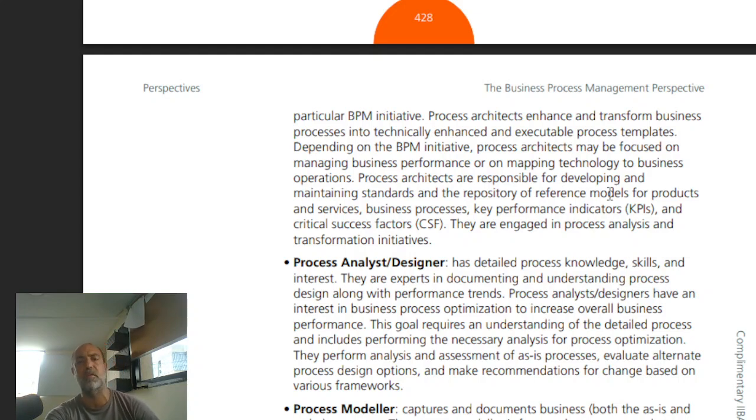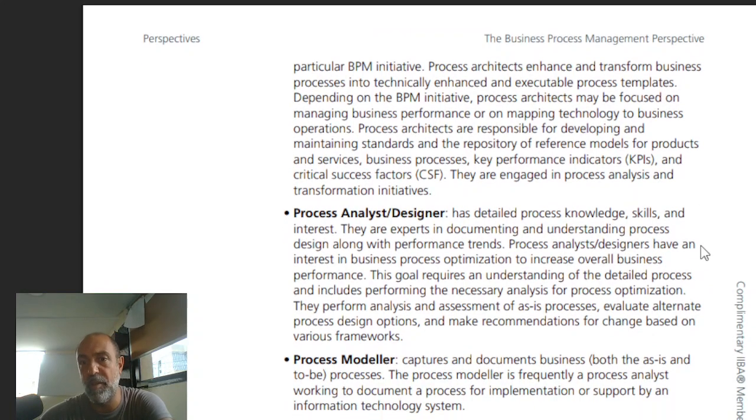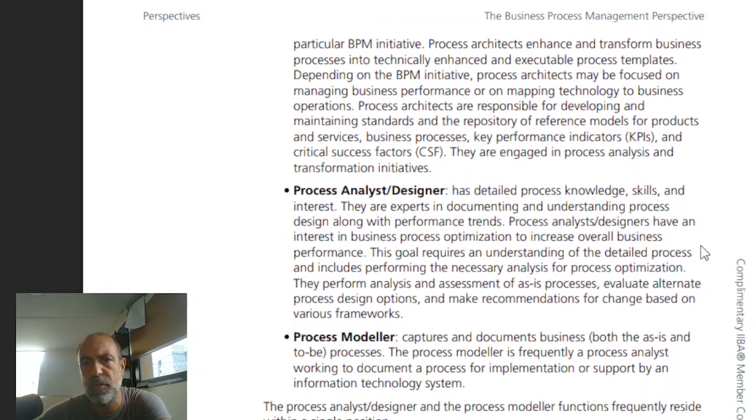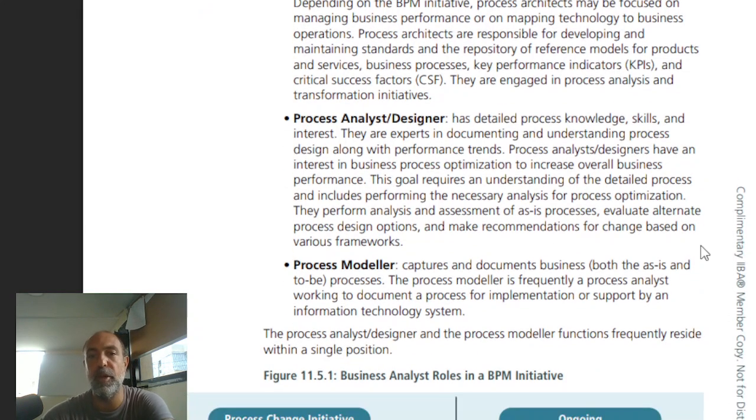Wow, process architects. Anyways, that analyst basically has to be able to deliver. And when he's architecting, he has to approach it from an architect's perspective. They are responsible for developing and maintaining standards and repository documentation and reference models for products and services, creating the KPIs and critical success factors, and then engaging in the process analysis and transformation initiatives, right? They also have to be there as people implement their design.